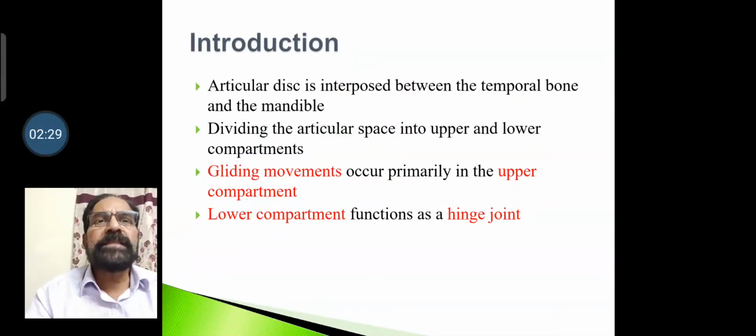There is an articular disc which is interposed between the temporal bone and the mandible, dividing the articular space into upper and lower compartments. In the upper compartment, there is primarily gliding movement. In the lower compartment, it functions as a hinge joint.